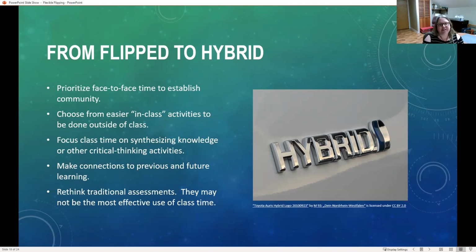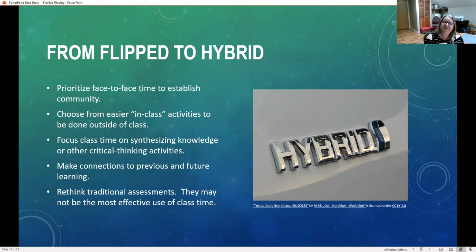As you're looking at those connections, prioritize using that face-to-face time to establish community. Relationships are so important to student success. Study after study shows us this and demonstrates that this is just really, really critical. And so spend that limited time when you're with your students in a hybrid setting to focus on collaborative work, building that community.